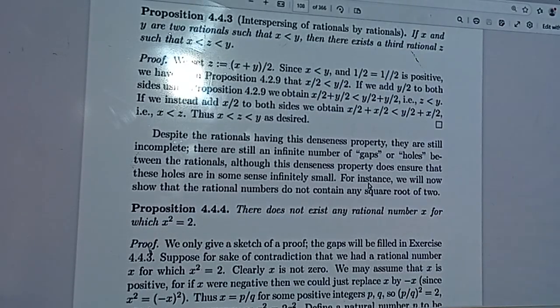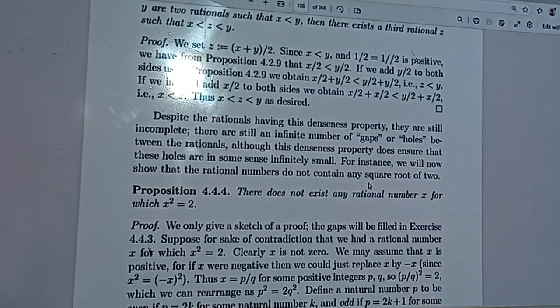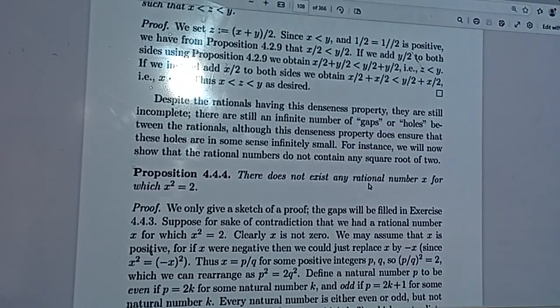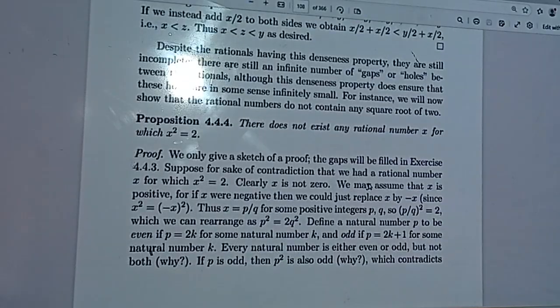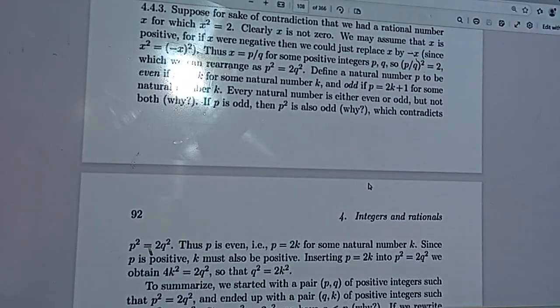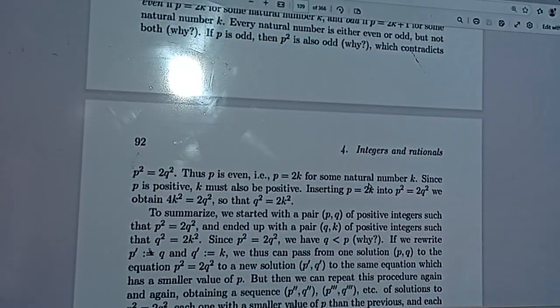Again, he has made it so difficult. I don't know why. I always like to write easy proofs, so that students learn better, because you can read this proof. I don't know whether you can read it. This style is kind of tough.